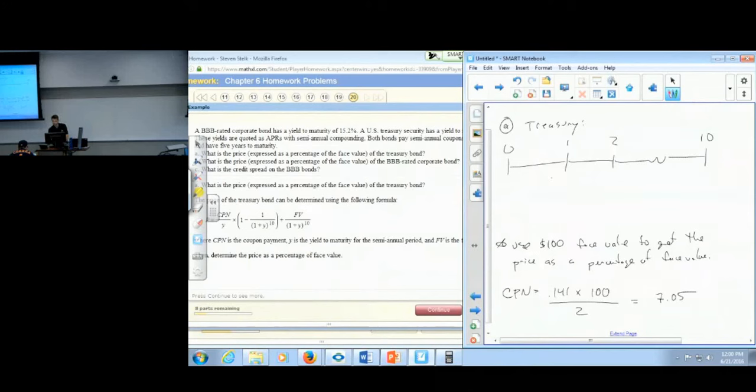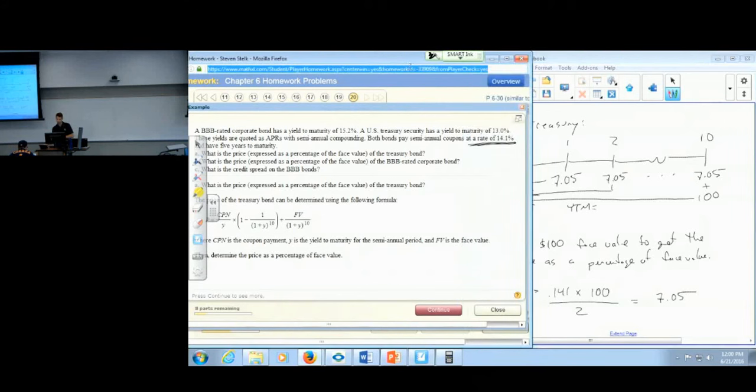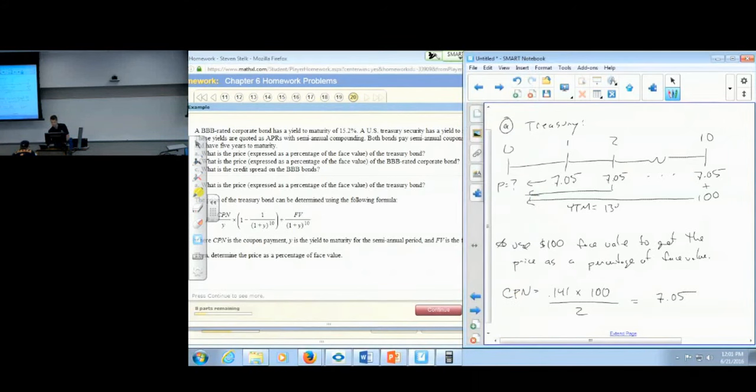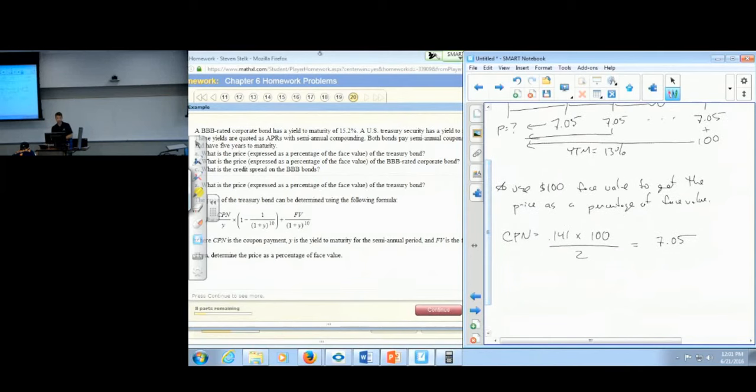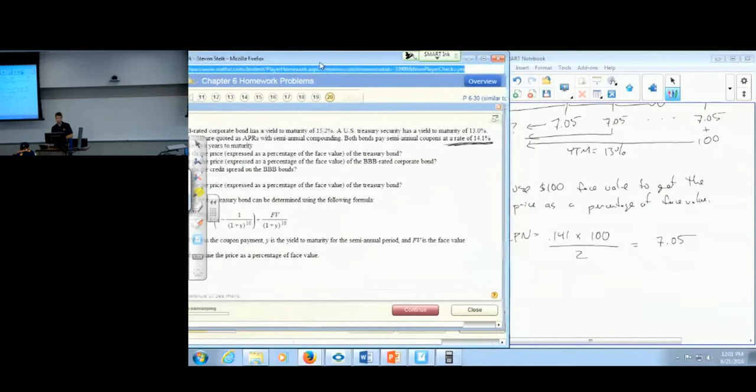Okay, so for the Treasury bond, per $100, we're going to receive a coupon payment of $7.05. And then with that last coupon payment, we're getting $100 back. It wants to know the price, so we need to discount all of these cash flows back to time period 0 using a yield of 13%. And that 13% was given to us in the problem. Treasury security has a yield of 13%.